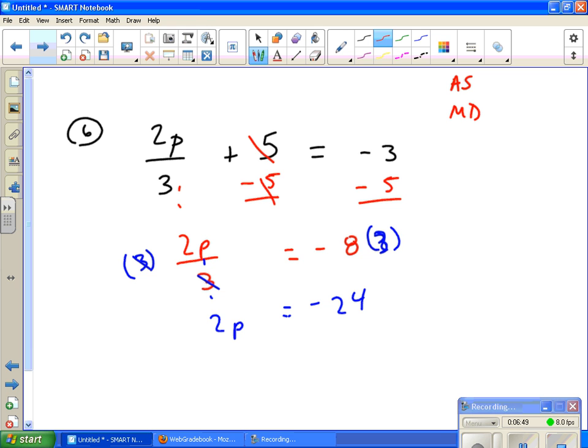2p means 2 times p, so divide by 2. Divide the left side by 2, you need to divide the right side by 2. These will cancel out and leave you with just p. Negative 24 divided by 2 is negative 12. P equals negative 12.